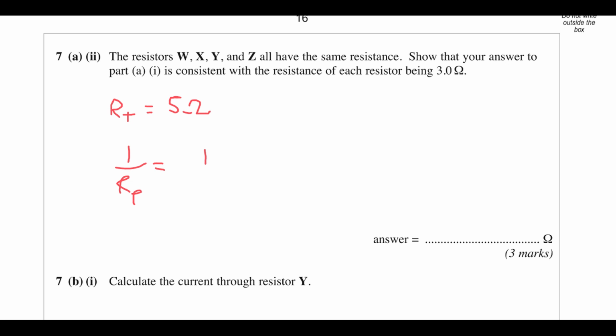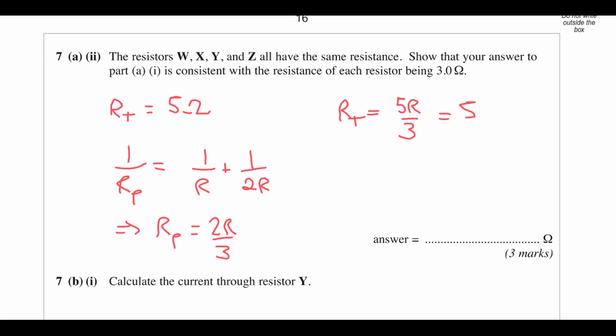So one pathway was 1 over R, one pathway was 1 over 2R. So that gives us the resistance of the parallel section. If we add those two together, we get 2 over 2R plus 1 over 2R is 3 over 2R, so the resistance is 2R over 3. So the total resistance is just going to be adding an R to that. So adding 3R over 3, which is 5R over 3, which we know is equal to 5. So multiply the 3 across, gives you 5R is equal to 15, gives you R equals 3 ohms there.